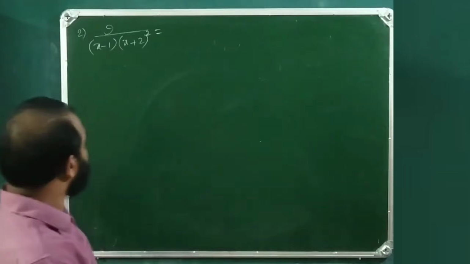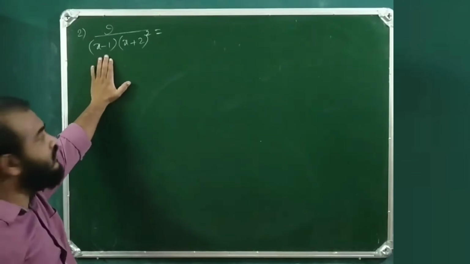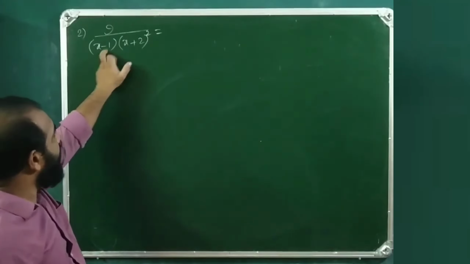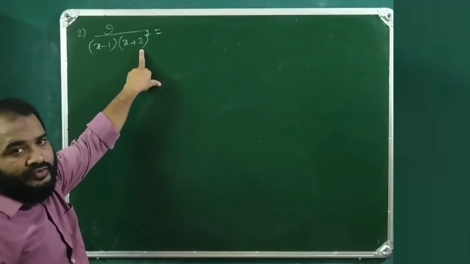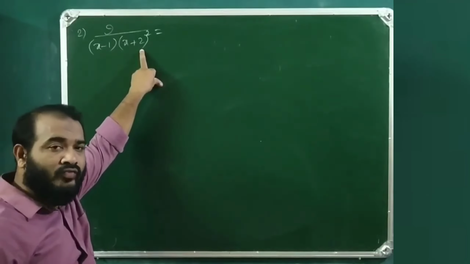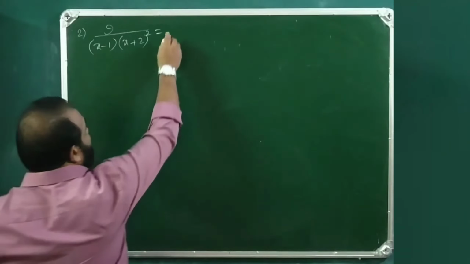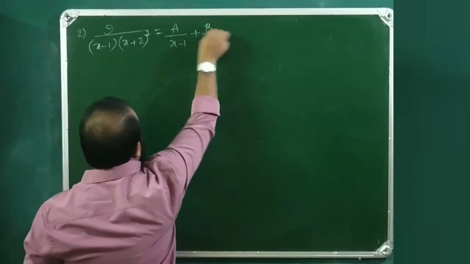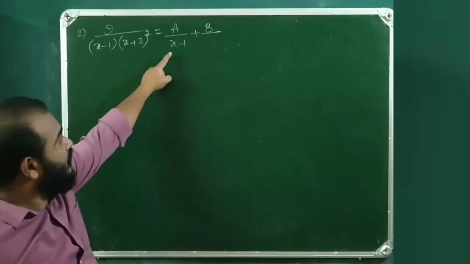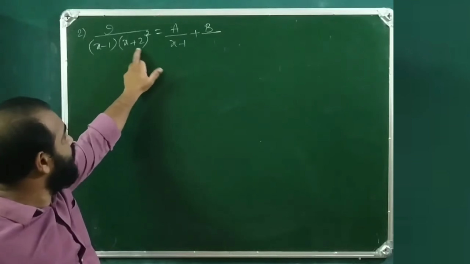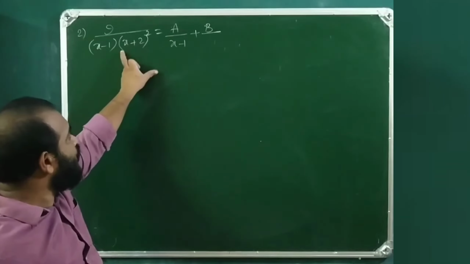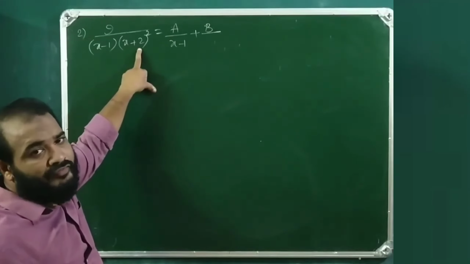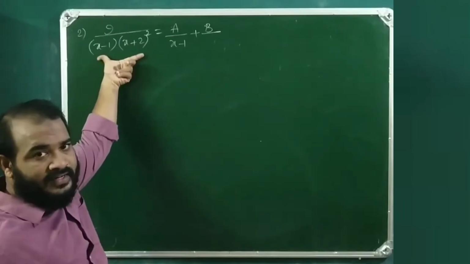Like the last problem, this denominator again contains non-repeated as well as repeated linear factors, both type 1 and type 2 involved. So this is a by x minus 1, plus b by, this is type 1. So here x plus 2, x plus 2 being the repeated linear factor of this denominator.